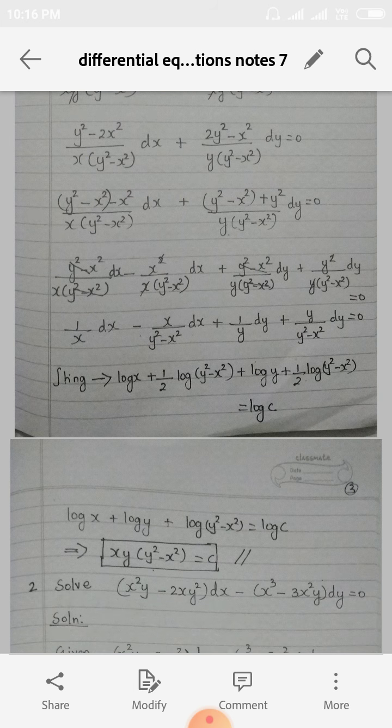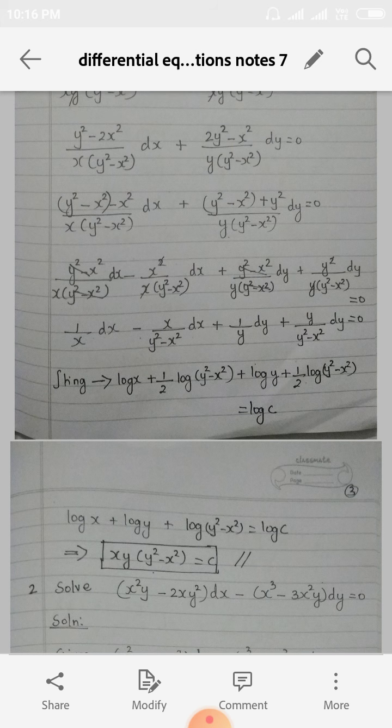So after cancelling like terms, we get the first term is 1/x dx. The second term is x/(y² − x²) dx. The third term is 1/y dy. And the fourth term is y/(y² − x²) dy is equal to 0. The next step is integrating.